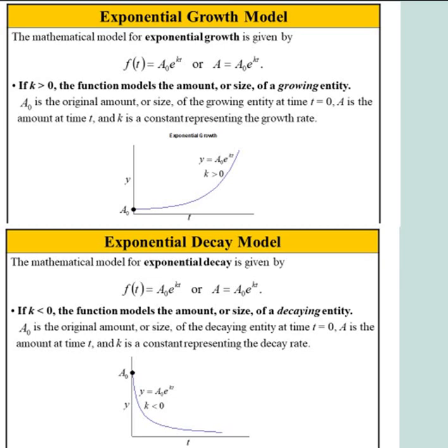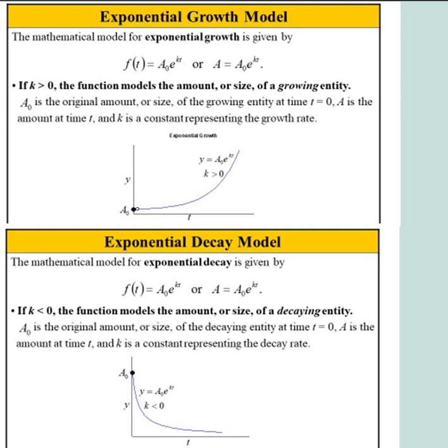So let's go here with exponential growth and exponential decay. Exponential growth and decay model. Look here. If we go to the growth, it says the mathematical model for exponential growth is given by this equation. And the mathematical model for exponential decay is given by this equation, which actually looks the same, and they are the same. The difference is, look at the graph. Exponential growth is growing, while exponential decay is decreasing, right?